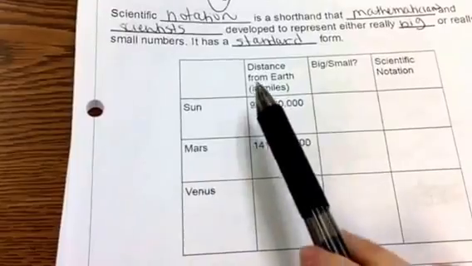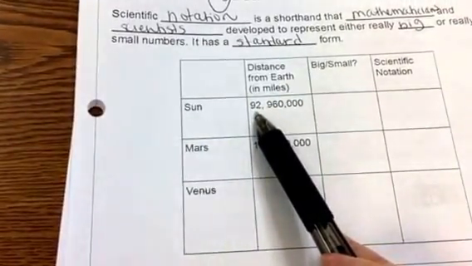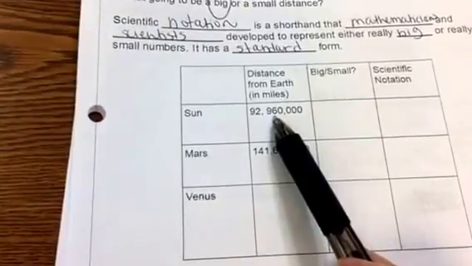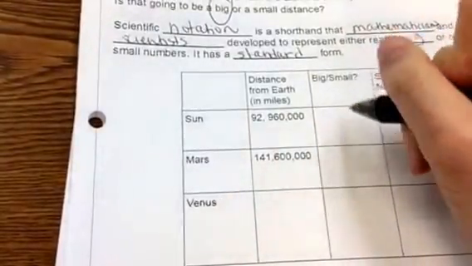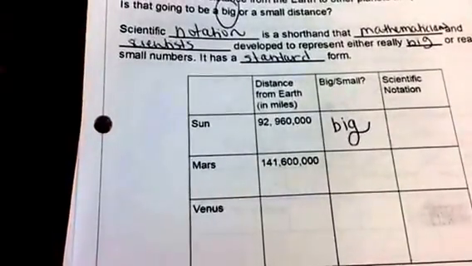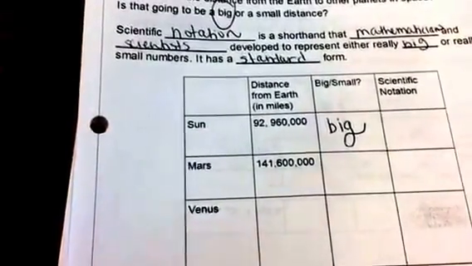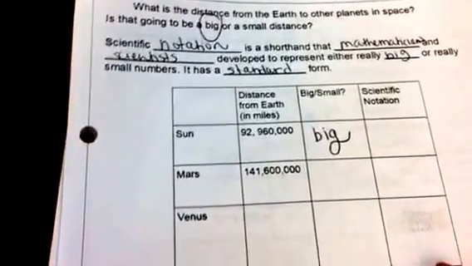So let's look at the distance from the Earth to the Sun. So that distance is 92,960,000 miles. It's a really big number. So what scientists said is they said, well, I want to write it as a power of 10, and that's going to help me save time. So here's what they did.